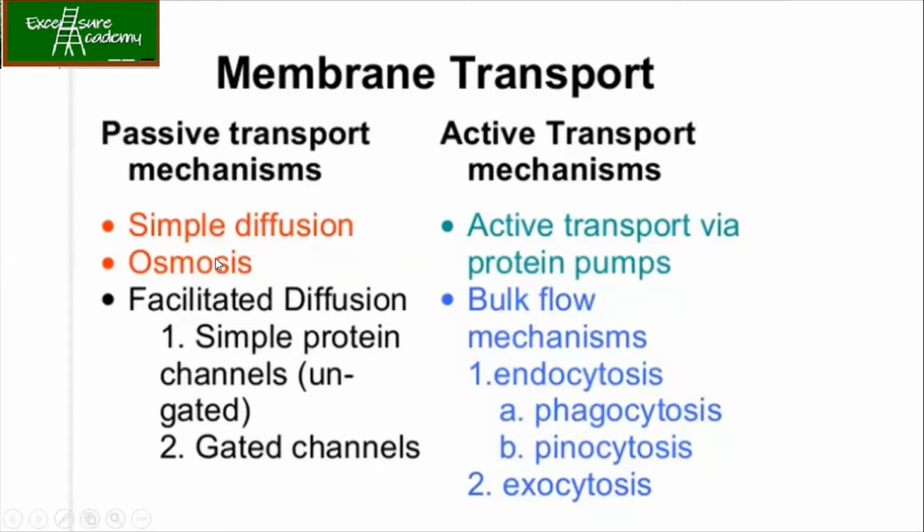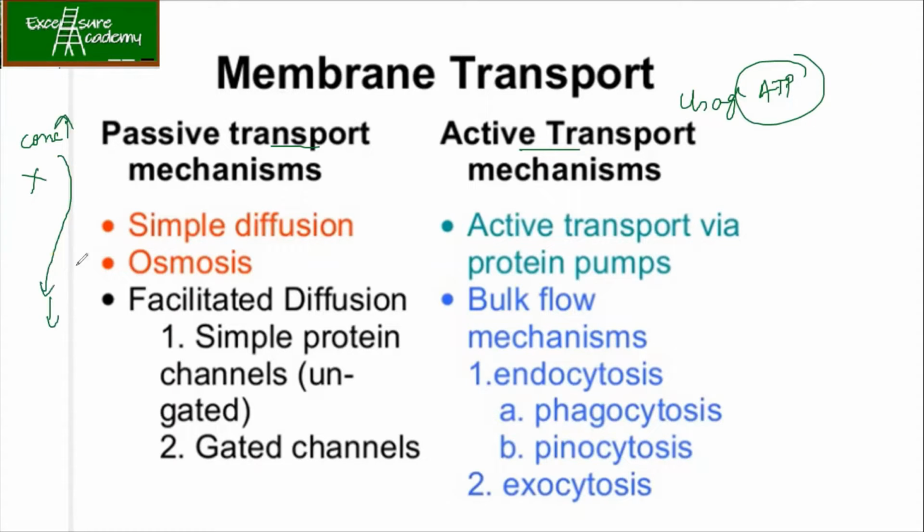Now, what are the different types of membrane transport which we will be talking about? Passive transport includes simple diffusion, osmosis and facilitated diffusion, which includes simple protein channels, ungated and gated channels. Now coming to the active transport mechanism. What is the main difference between the passive and the active? The usage of ATP. Okay. Passive transport does not need energy. It happens depending on the concentration gradient. For example, if the concentration is high here and low here, diffusion is going to happen in this direction, solute from high solute concentration to low solute concentration.